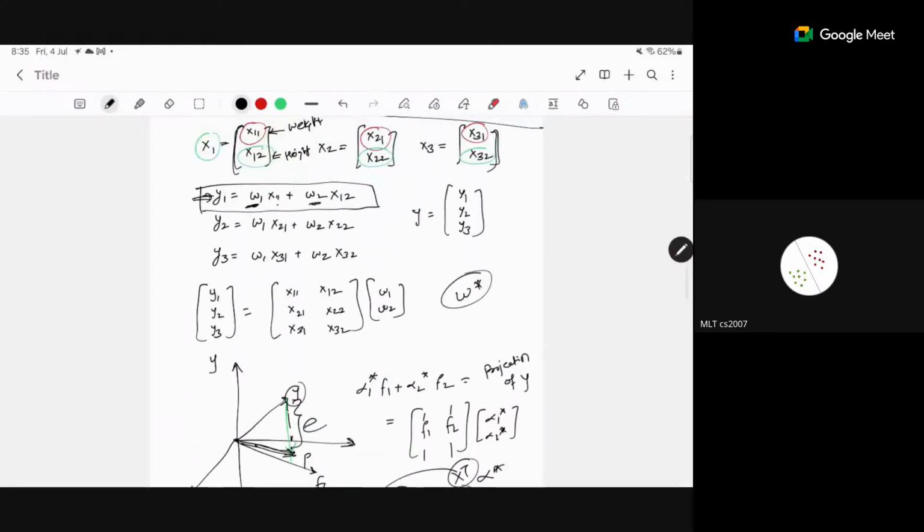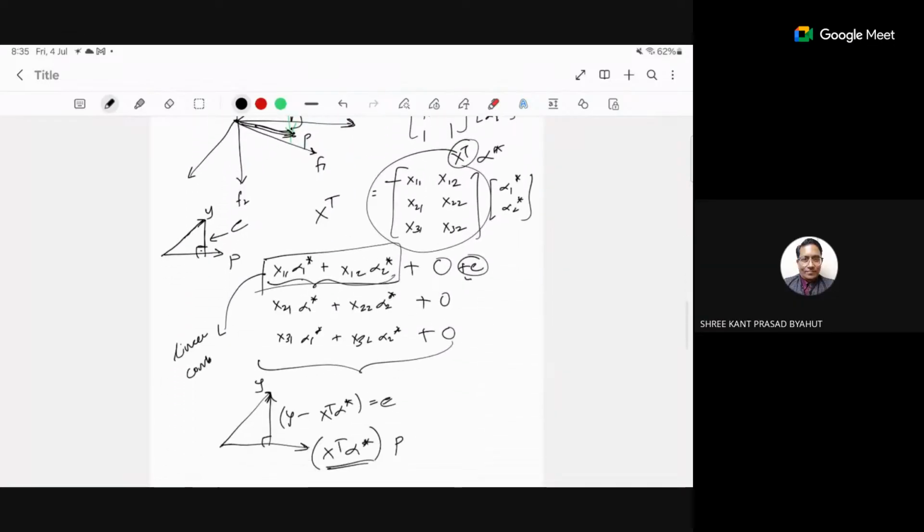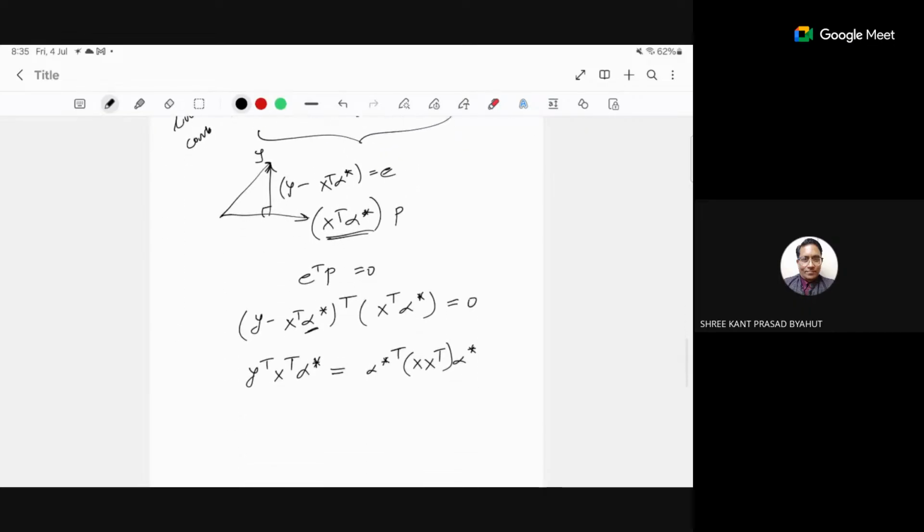We have started with this part. Both are linear combinations of the features. My label, the actual label, is a linear combination. The values of W1 and W2 and alpha 1 and alpha 2 star are different, but the equation is the same. Right now, am I understanding correctly?